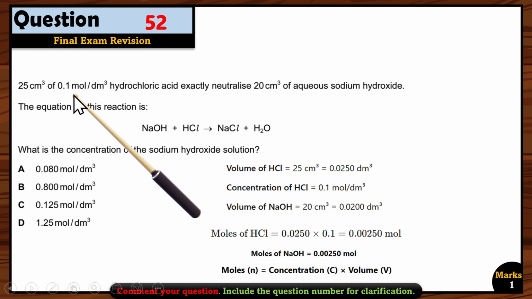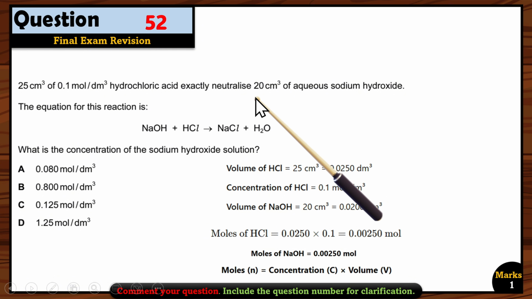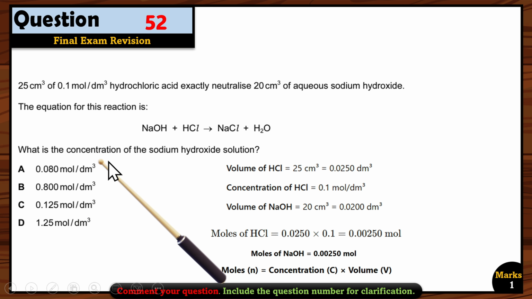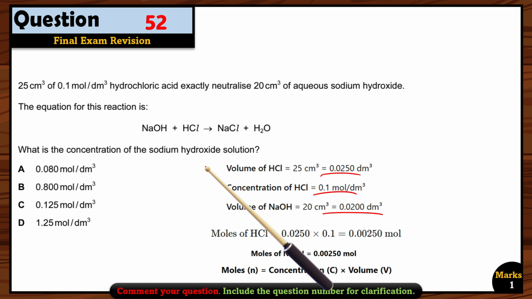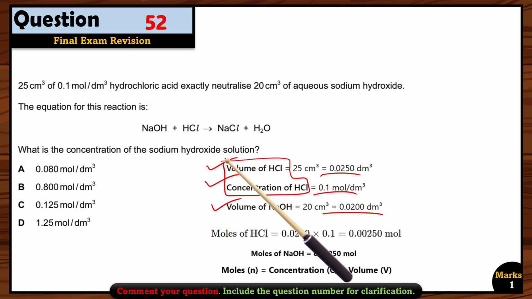25 centimeter cube of 0.1 mole per dm cube hydrochloric acid exactly neutralizes 20 centimeter cube of aqueous sodium hydroxide. The reaction is here. What is the concentration? Again, it is the same kind of question, you can do it yourself. I have given you the answers here. The volume of HCl is given, the concentration of HCl is given, and the volume of NaOH is given. So first you can find the moles of HCl because everything is given here.